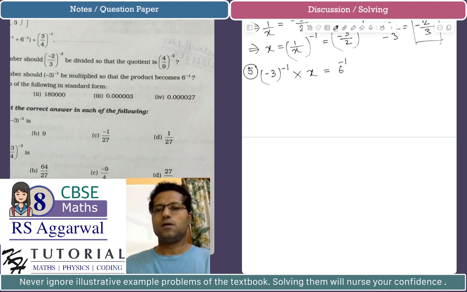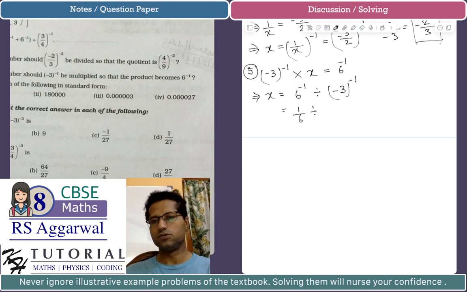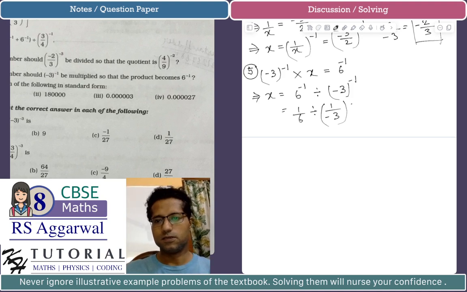Okay. Now from here directly we can say that this will imply x will be equal to 6 raised to the power minus 1 divided by minus 3 raised to the power minus 1. This is equal to 6 raised to the power minus 1, which means reciprocal of 6, that is 1 by 6, divided by minus 3 raised to the power minus 1, which means reciprocal of minus 3, that is 1 by minus 3. This is equal to 1 by 6 divided by minus 1 by 3.